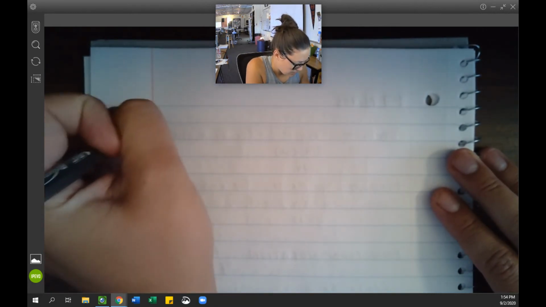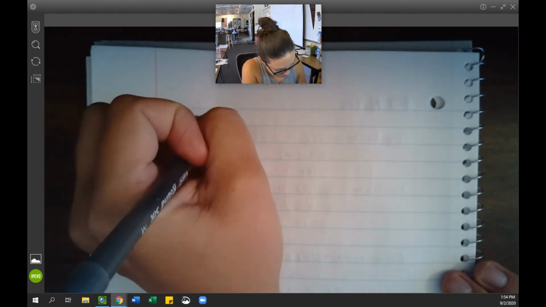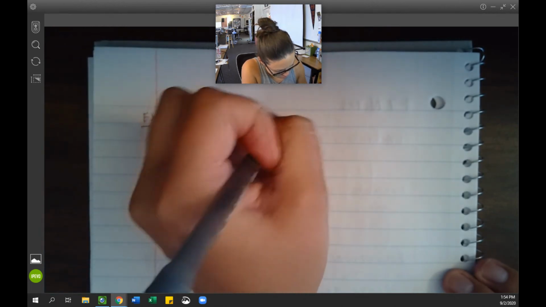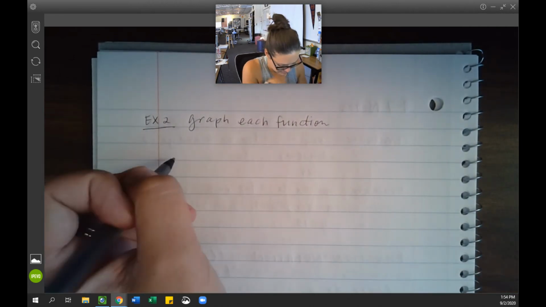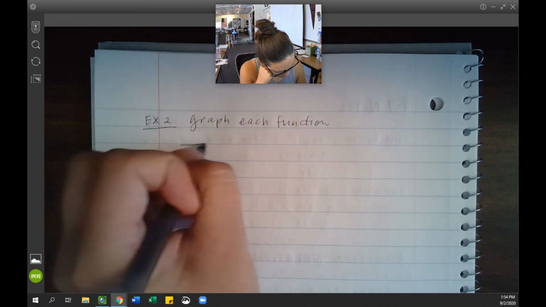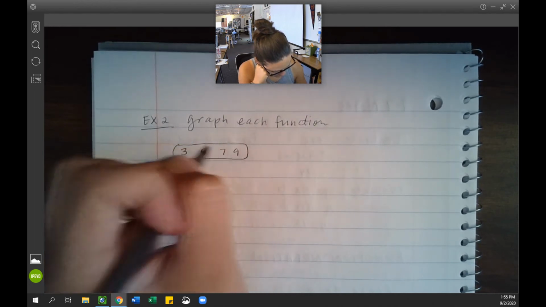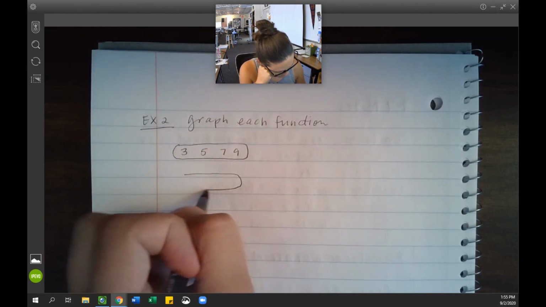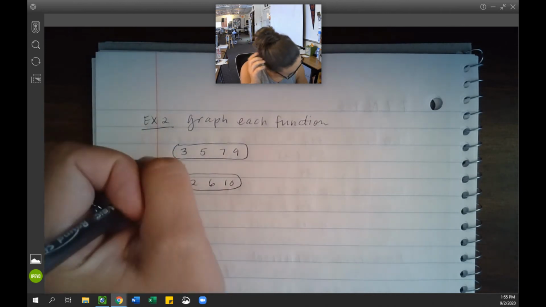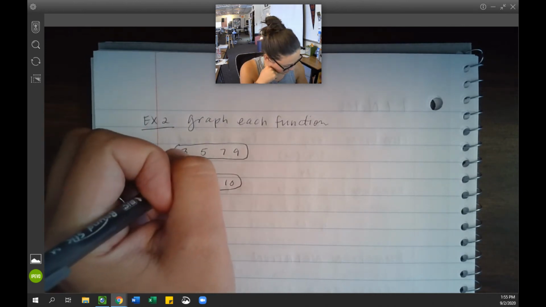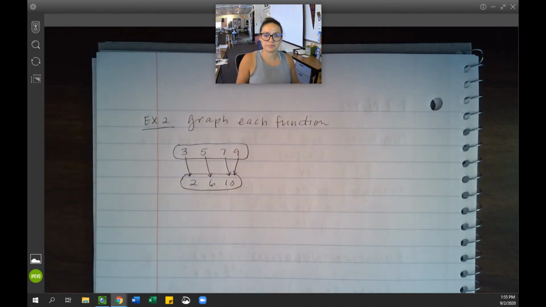So, example 2. Graph each function. Okay. Let's say I have this. I'm going to do a mapping diagram here. 3, 5, 7, 9. And the second one, 2, 6, and 10. 3 goes to 2, 5 goes to 6, 7 goes to 10, and 9 goes to 10.